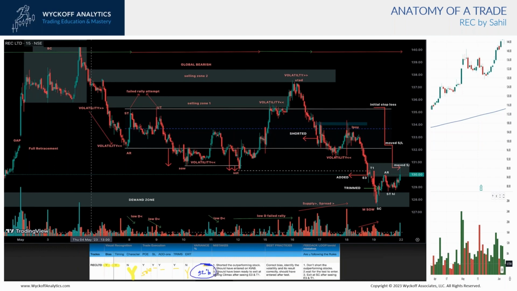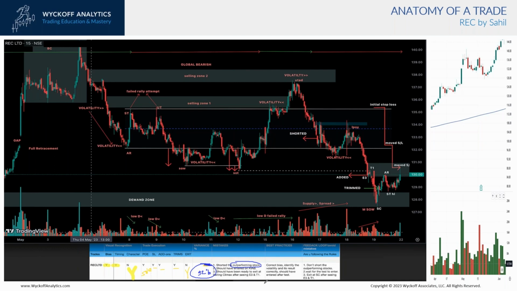So, and then his mistakes, what do you think about this? Shorted the outperforming stock. It depends on when you do that. We would have to look at what the market was doing, and this is not a New York market or NASDAQ, so this is out of the US. You could short outperforming stocks in certain areas. Should have entered on KIAB. That's our shorthand for know-it-all bar, and we already talked about that.